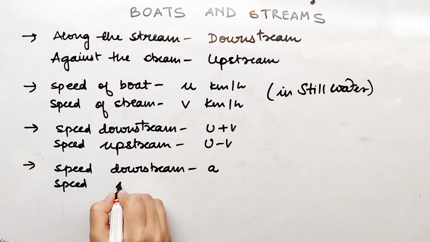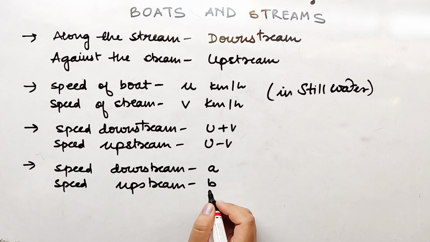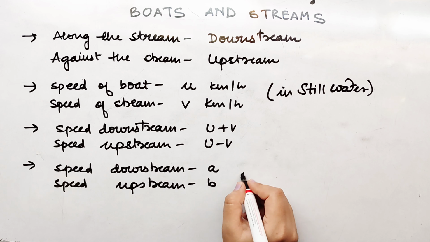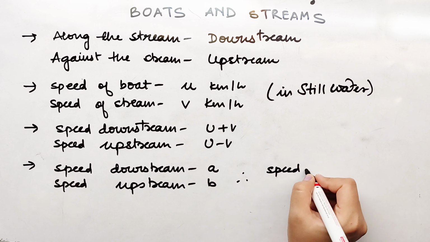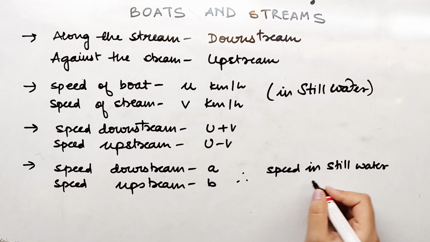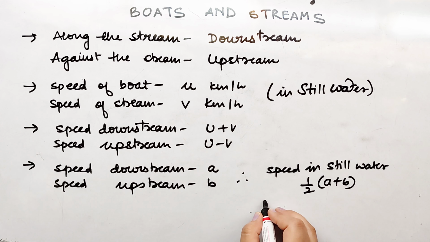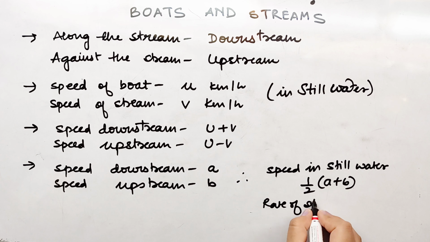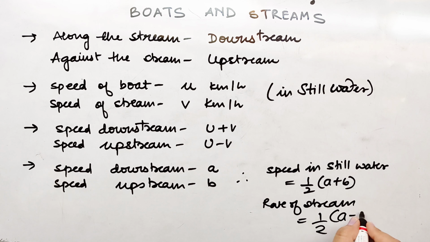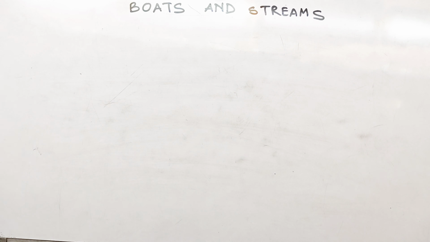Now here I have also mentioned, if you don't have u plus v and u minus v, if you are given directly that the speed downstream is a and speed upstream is b, so how you are going to find out? Although you can even find this with u plus v and u minus v, but still if you just want to rote memorize the formulas and you want to directly put them, you can learn this formula, which is, if you want to find the speed of boat in still water, it's half of a plus b, and if you want to find the rate of the stream, it's half of a minus b. Okay, that's it. Now we will start doing questions.